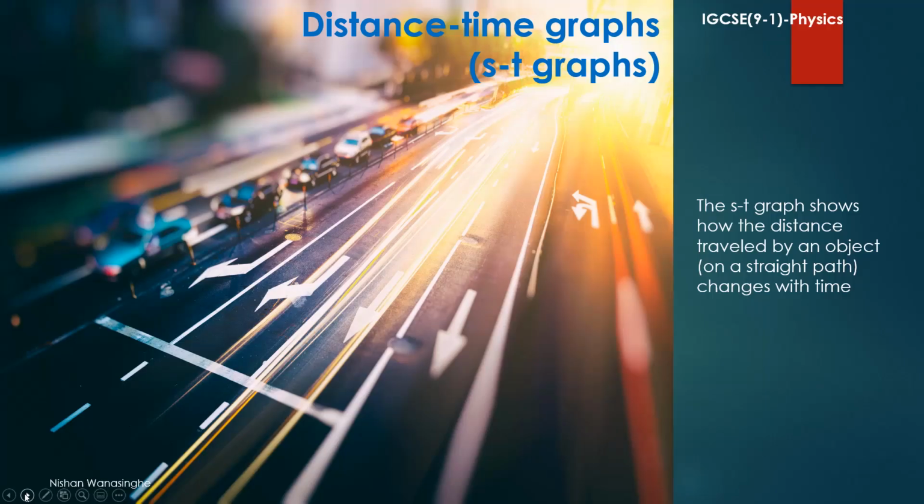Distance-time graphs, or we call them ST graphs. So what is an ST graph? The ST graph shows how the distance traveled by an object on a straight path changes with time. Even though it is labeled as a distance-time graph, here we are discussing displacement, right? That's why I have mentioned, within brackets, the distance traveled on a straight path. So in this lesson we are discussing objects moving on a straight path.